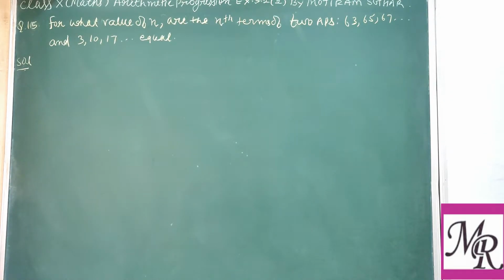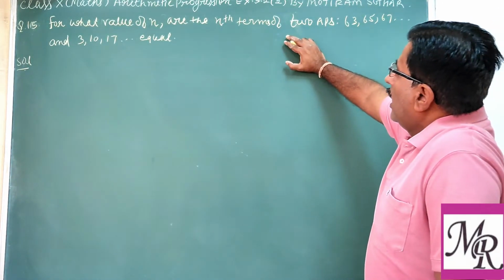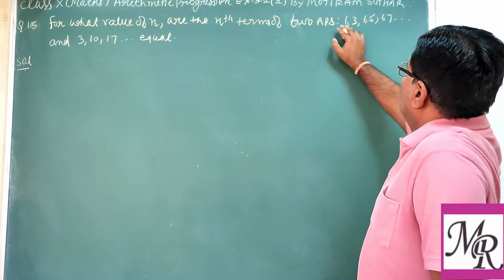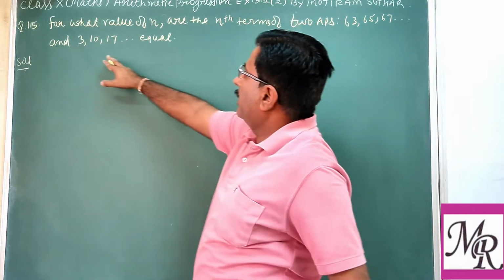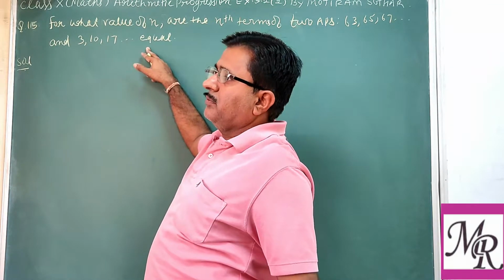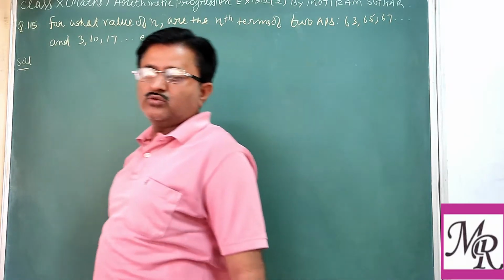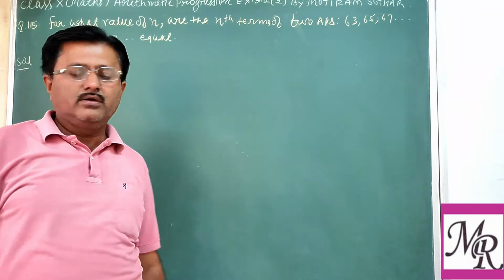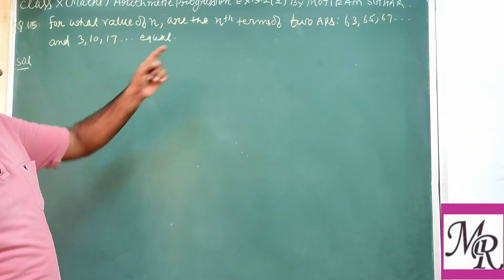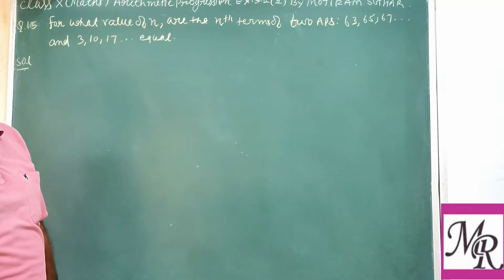So question number 15 says, for what value of n are the nth terms of the two APs equal? Two APs are given, this is the first AP and this is the second AP. So for what value of n, which term of these two APs, are equal? You can consider the an or nth term. So it is given that the nth term of these APs should be equal.